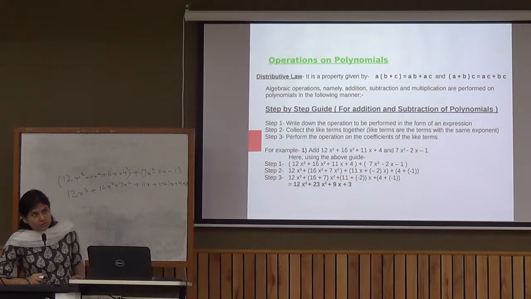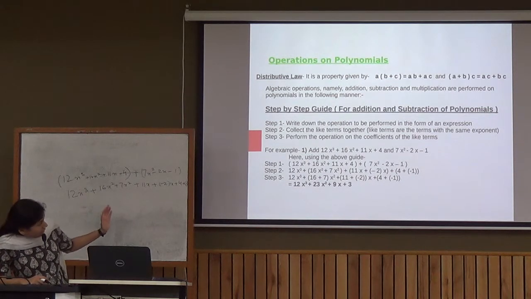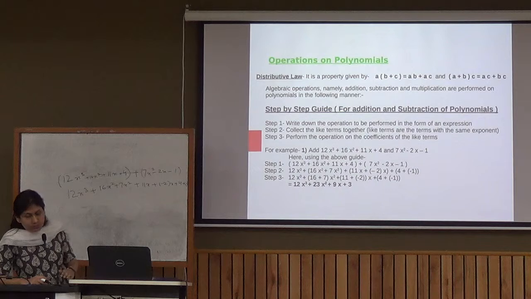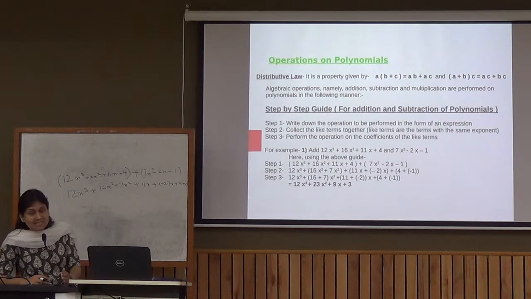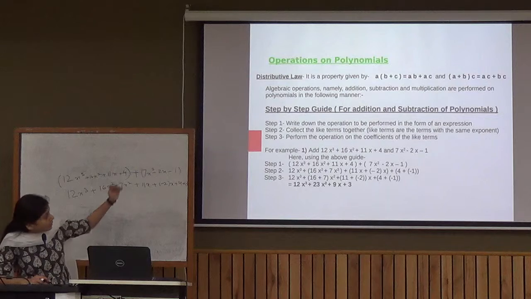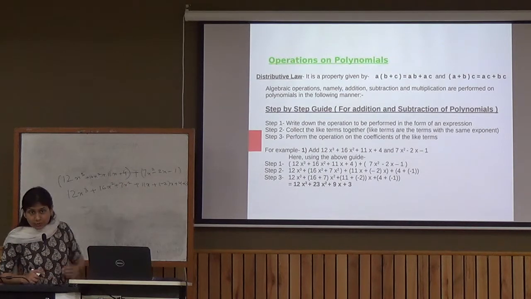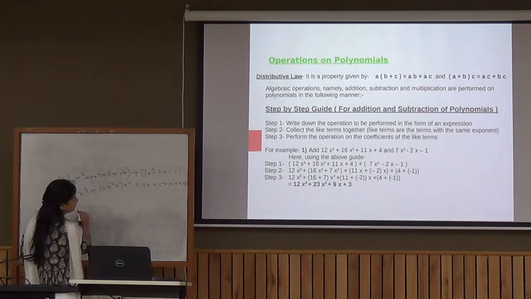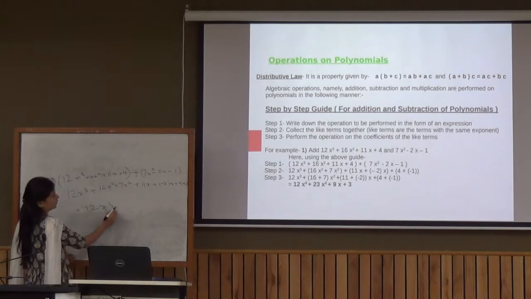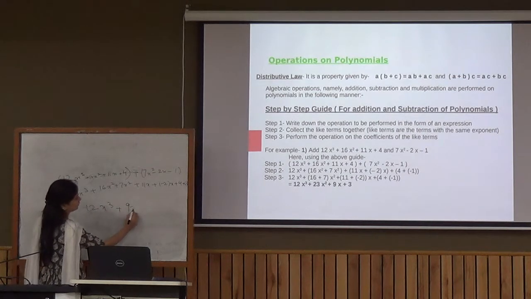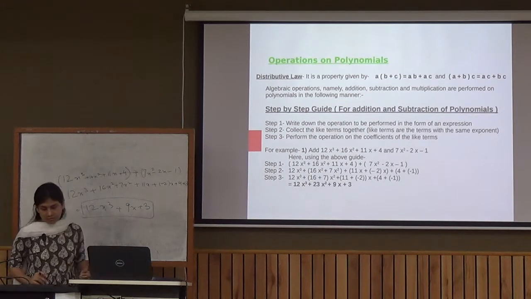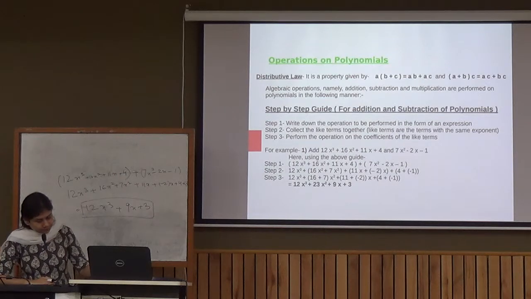For this, we also use the distributive law. That is, we take x square, for instance, outside and write 16 plus 7 in whole bracket. Therefore, when we open it using distributive law, we get 16x square plus 7x square. That is the previous step. On doing the third step, we finally arrive at the result. This is how addition is performed.